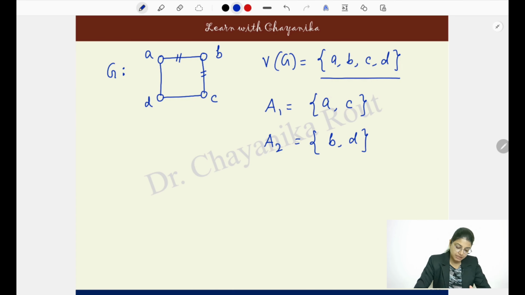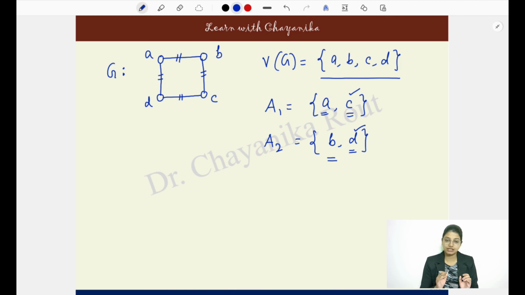Then come to the next edge BC. So here the end vertices are B and C. See, B is in one partite set, C is in the other partite set. Then we come to edge CD. C is in one partite set, D is in the other partite set. Next we come to the edge AD. So A is in one partite set and D is in the other partite set. So for every edge of the graph, we see one of its endpoint is in one partite set and the other endpoint is in the other partite set. So that is what is required for the graph to be bipartite.